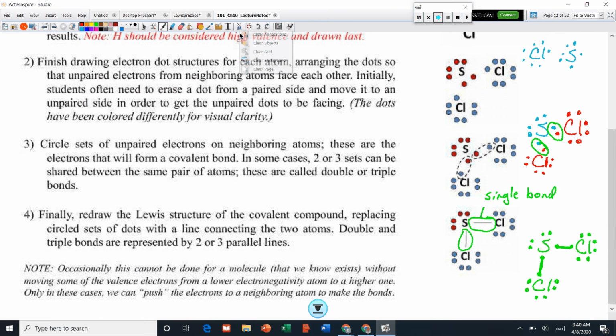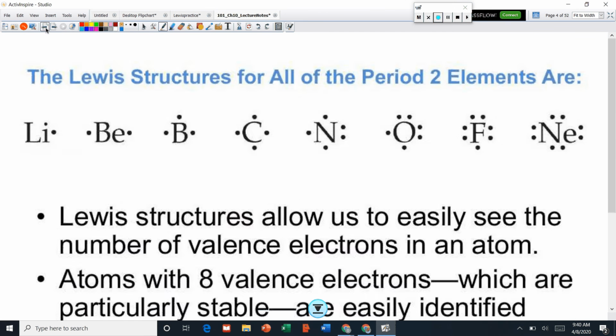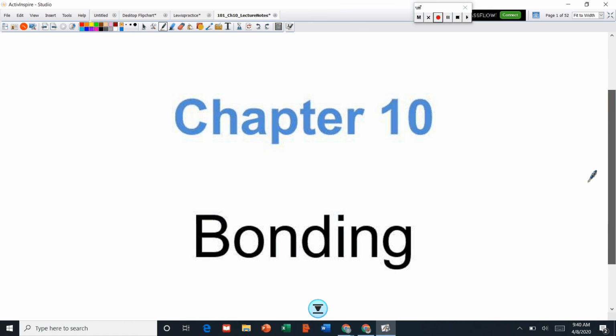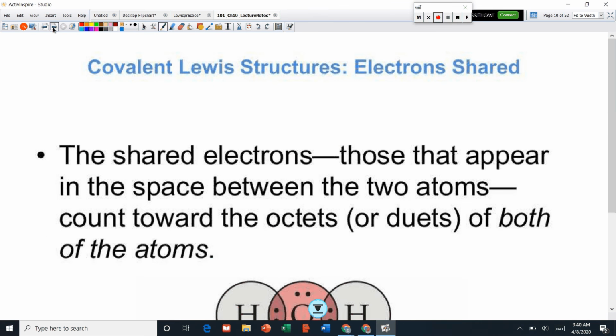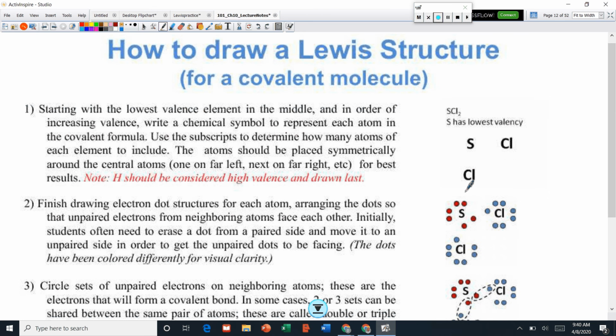The lecture notes, page 1, start off with a slide that says Chapter 10 Bonding. All right, I want you to find in the lecture notes, I believe it's on page 11 or 12, I think it's page 12, the How to Draw Lewis Structures notes. And I'm just going to go through and do some real quick notes on it.